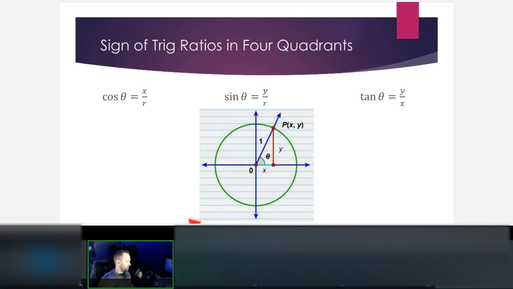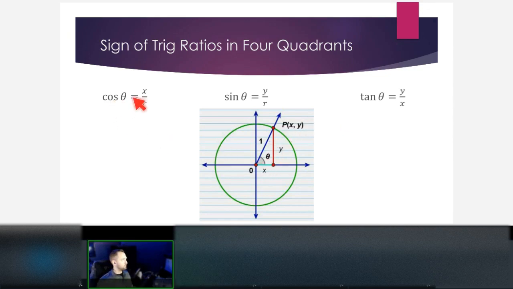Okay, slide 12 of 20, and we have 10 minutes. I can do this. All right. From previous pages, we already talked about this. Cosine is x over radius, sine is y over radius, tangent is y over x. This is important to know. And then there's the picture to represent that.